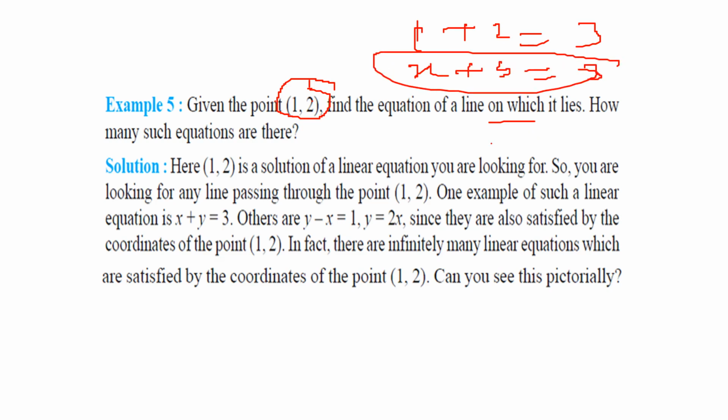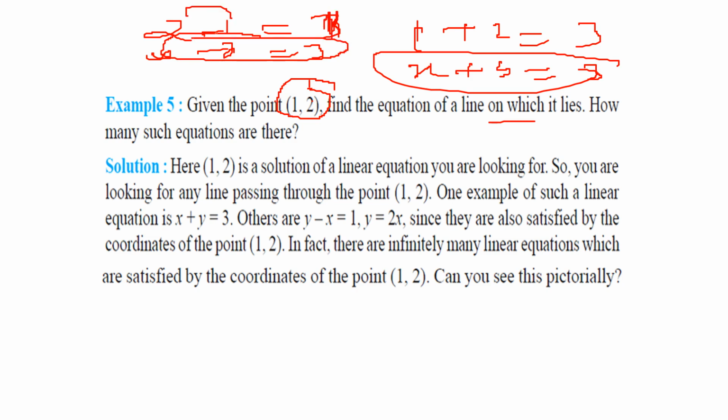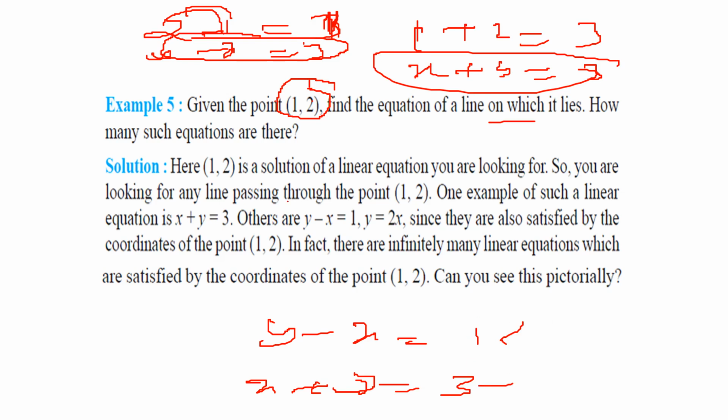This is our equation. Also, we know that 2 minus 1 equal to 1. So this is y, this is x, so y minus x equal to 1. So y minus x equal to 1 is one equation, and x plus y equal to 3 is another equation. For any line, this one or many other lines, this point 1, 2 will be on the line. So from any point, infinite lines are passing.